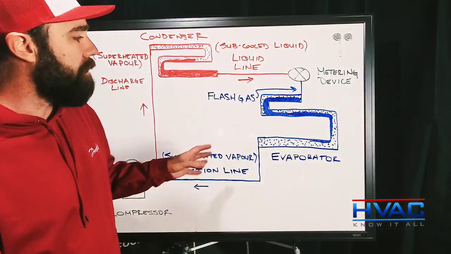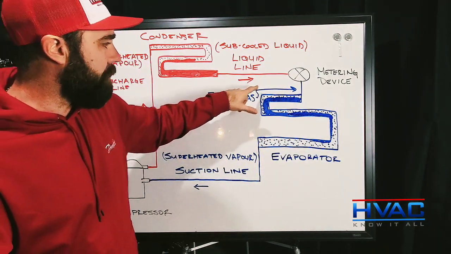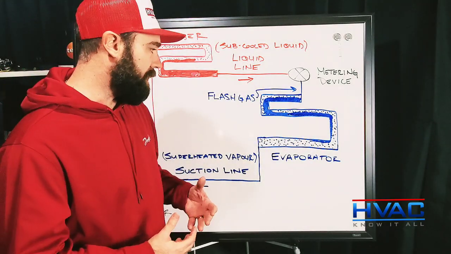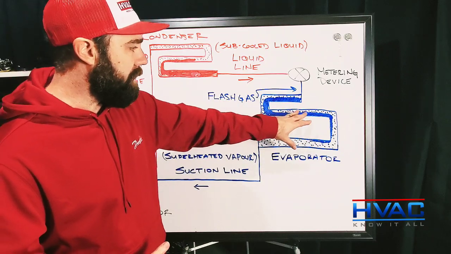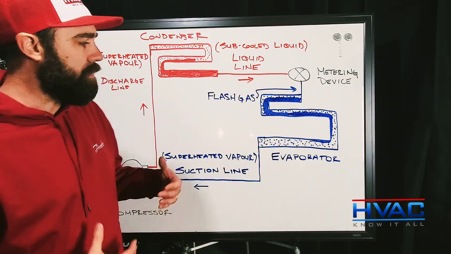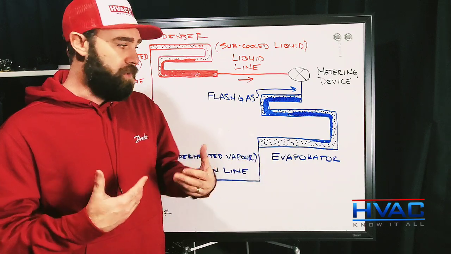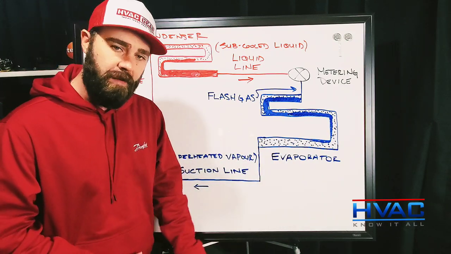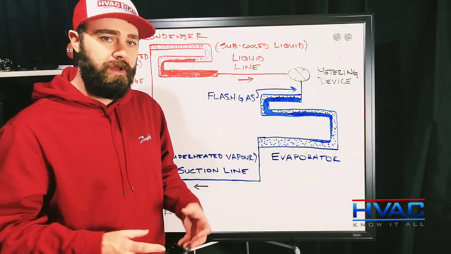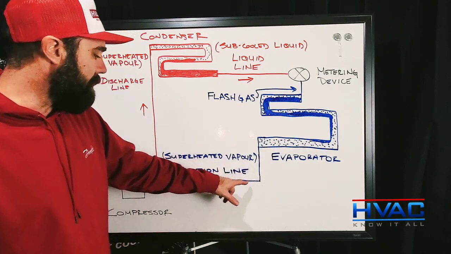So the evaporator's job is to absorb the heat. We're flashing in from the metering device right here. Okay, flash gas, 75% liquid, 25% vapor, rule of thumb, and we're gonna start to absorb heat to boil off any liquid that's in the evaporator. So what that does is while it's absorbing heat from the air, the air coming off the other side of the evaporator is cooler because we've absorbed heat. So the air coming out the registers in your home is cooler because the evaporator has absorbed the heat out of that air. Okay, so we're gonna move down the suction line now.